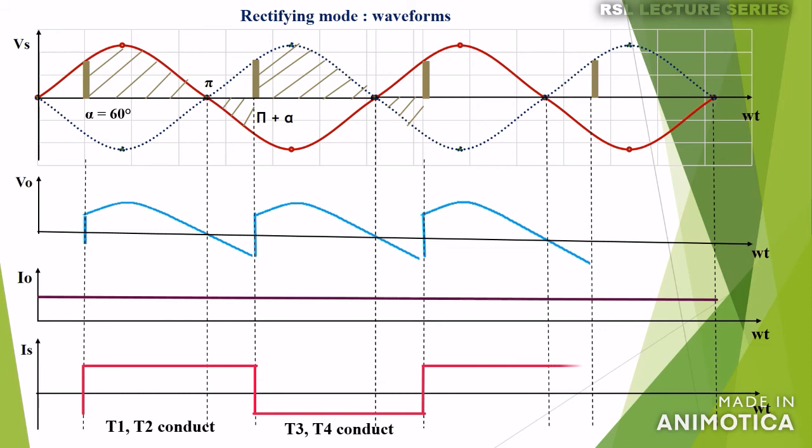So the important point to be noted here is that when the firing angle is less than 90 degrees, this single phase converter will act as a rectifier and the power flows from source to load.